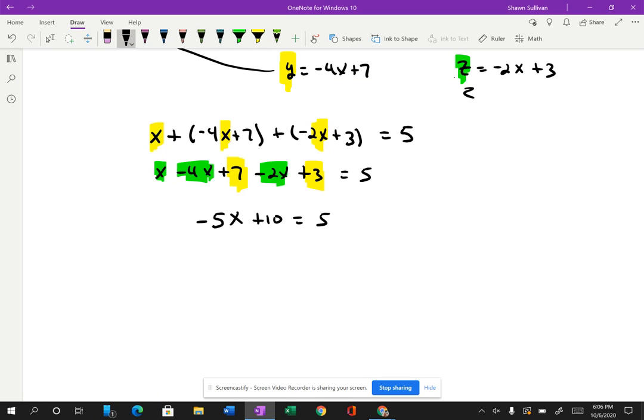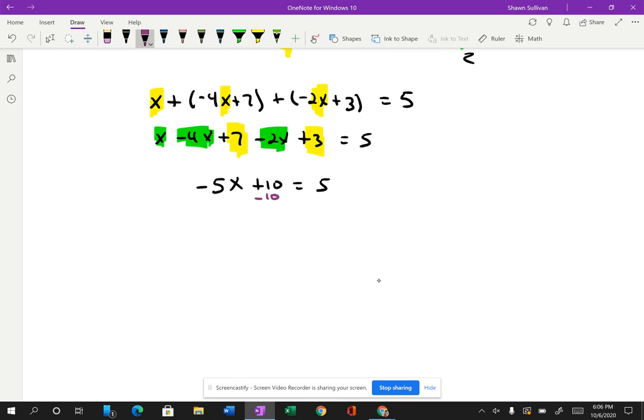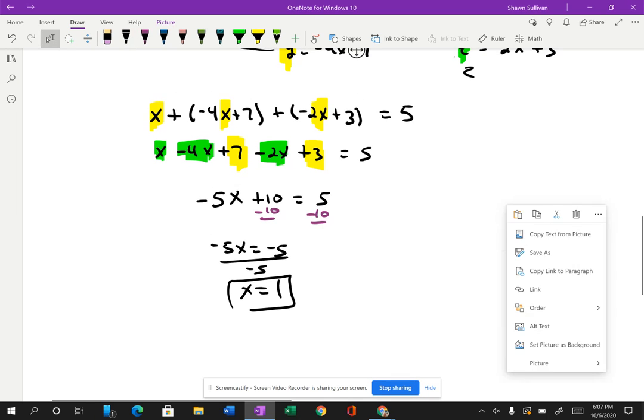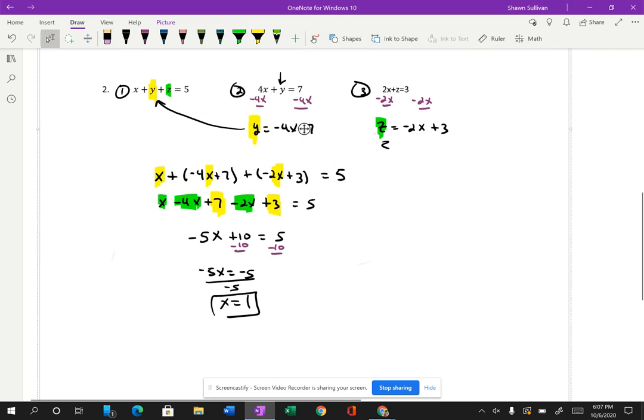And that equals 5. And so we're solving for x. So I'm going to subtract 10 from both sides. Just keep working our way through. And we have negative 5x equals negative 5. We're going to divide everything by negative 5, and we get x equals positive 1. And so at that point, we've done a little bit of work, and we have one variable solved.